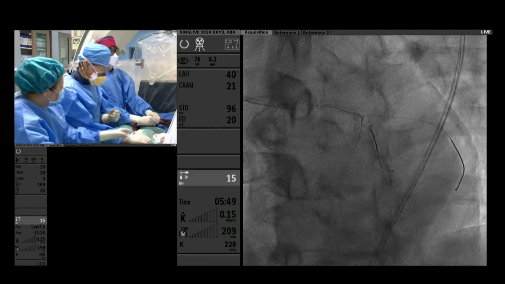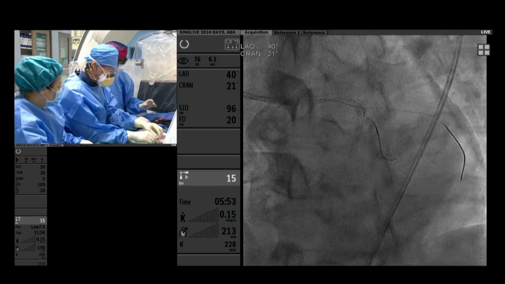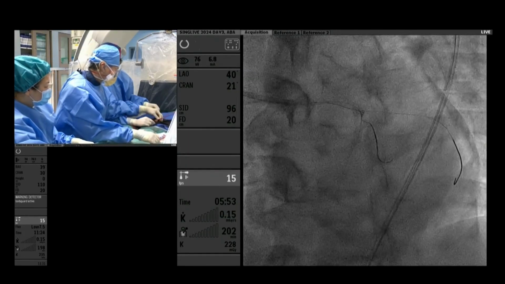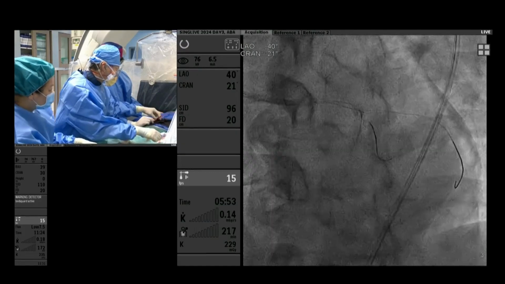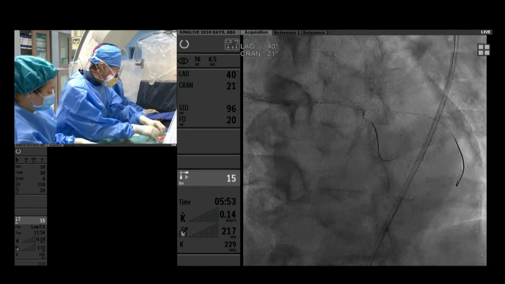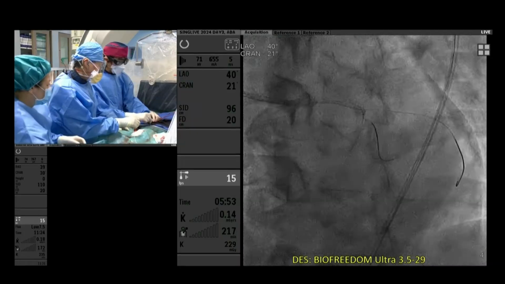Obviously, we need the IVUS first. Stop. Yeah, no. It's a 7 French EBU guide. Yeah, Prof, what's the dimension of the stent actually? We put the 3.5/29 BioFreedom. And this is EBU guide? This is the EBU 3.5 guide.